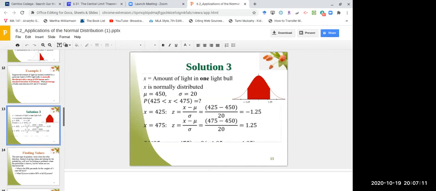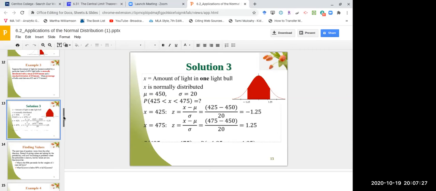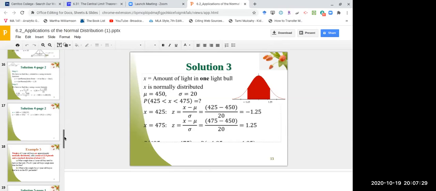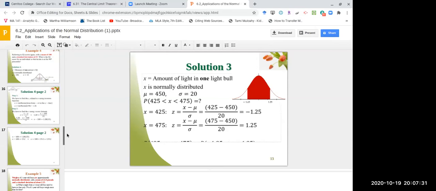So we find 2 z-scores, and then we find the area between the two, from negative 1.25 to 1.25. And we do that just like we're used to.